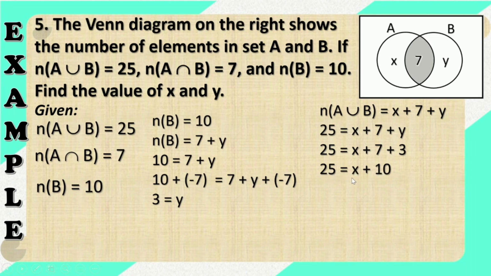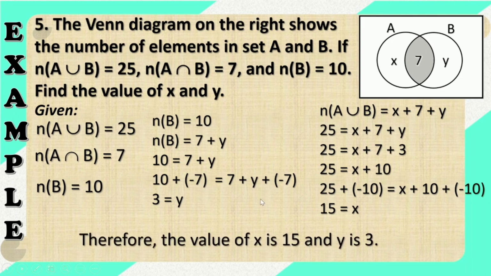Then, we are going to add negative 10 in both sides. And then we are going to simplify. We have 25 plus negative 10 is 15. Then, the other side's X na lang. So, therefore, the value of X is 15. Therefore, the value of X is 15 and the value of Y is 3.